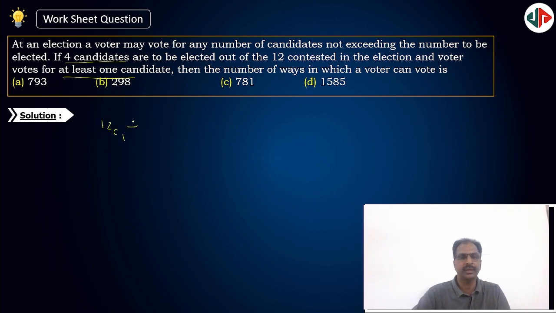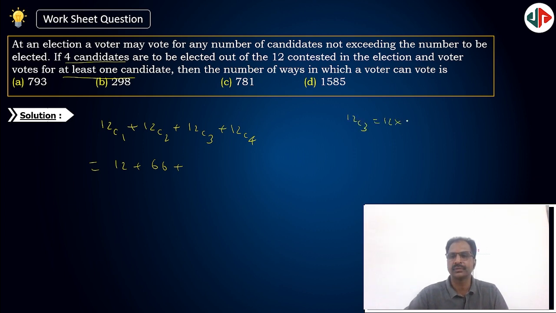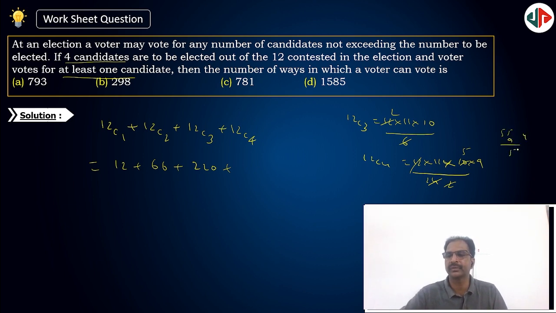12C1, at least 1 means minimum 1 and maximum 4. So the total number of ways of selecting the candidates will be 12C1 plus 12C2 plus 12C3 plus 12C4. 12C1 is 12. 12C2 is 12 into 11 by 2, which is 66. 12C3 is 12 into 11 into 10 by 3 factorial, which is 220. 12C4 is 12 into 11 into 10 into 9 by 24, which is 495.